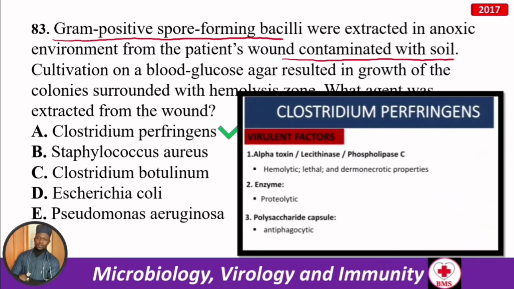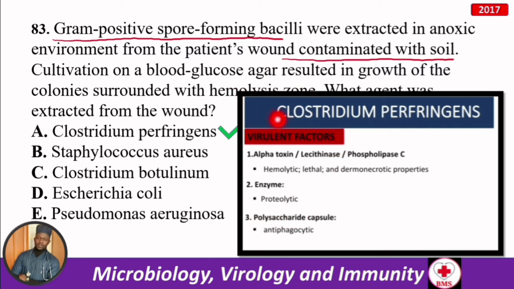So a random slide from Clostridium perfringens videos, right? So it's about virulence factors. So you will find three main virulence factors. The first one is alpha toxin, or lecithinase, or phospholipase C, right? So this one is the one responsible for hemolysis. It's lethal and it causes dermonecrotic properties, right? And then there are proteolytic enzymes and the polysaccharide capsule for antiphagocytosis, right?